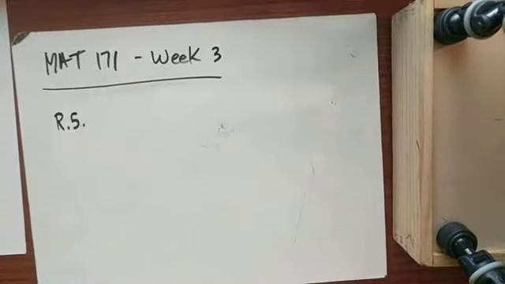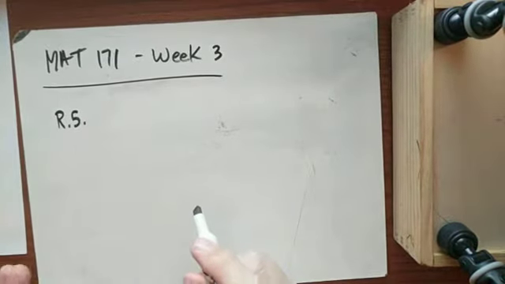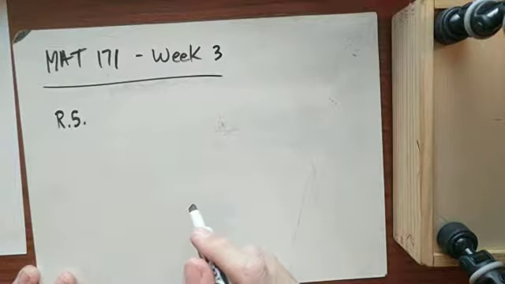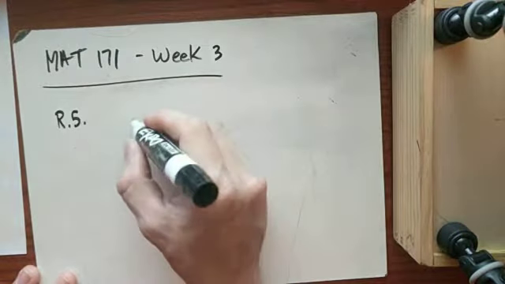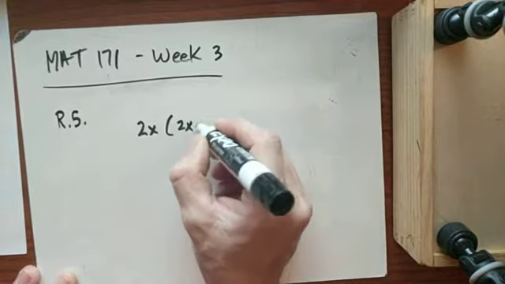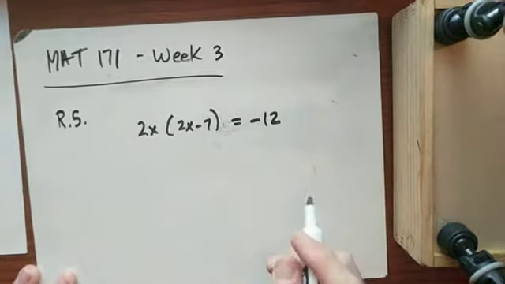And again, this video is not very specific, okay? I'm just kind of jumping around to different things that you might have to encounter. For example, there's an example in a textbook that says, solve this equation. Solve 2x times (2x minus 7) equals negative 12.